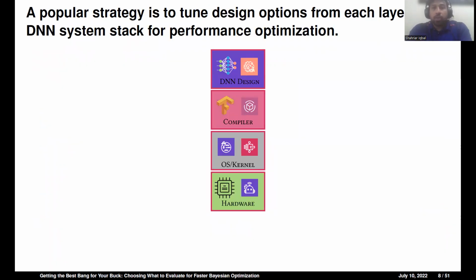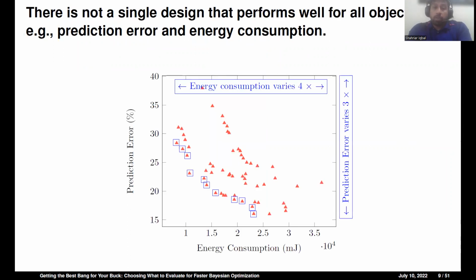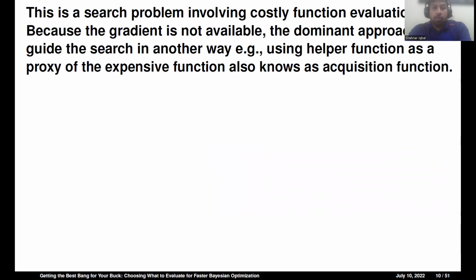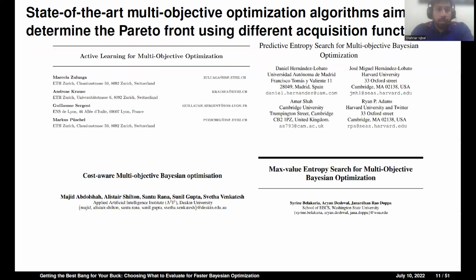A common strategy is to tune design options from each layer of the DNN system stack for performance optimization. However, there is not a single design that performs well for all objectives, and we need to find the design that provides the best trade-off, also known as Pareto optimal designs. Therefore, it is a search problem which involves costly function evaluations. It is not possible to compute the gradient, so our dominant approach is to use a helper function, also known as acquisition function, as a proxy of the expensive functions to guide the search process.